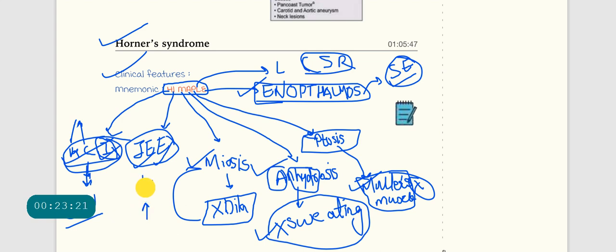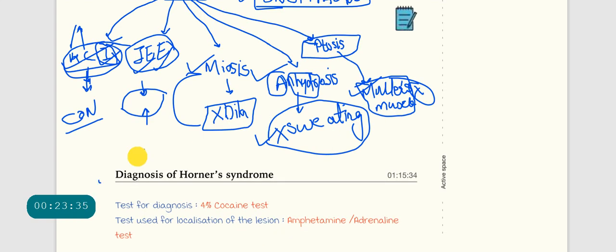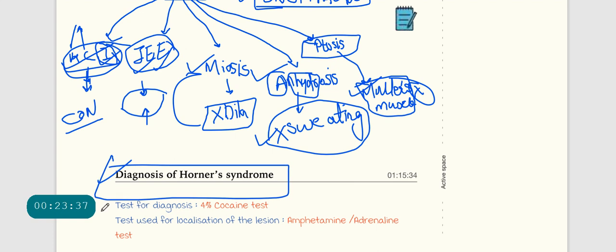Now the next is the diagnosis of Horner syndrome. It is tested by the 4% cocaine test. In this, we apply cocaine for dilation. If dilation occurs, then it is normal. If there is no dilation, then there is a palsy, and it is Horner syndrome.